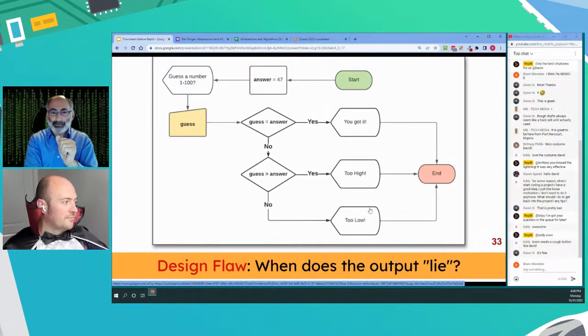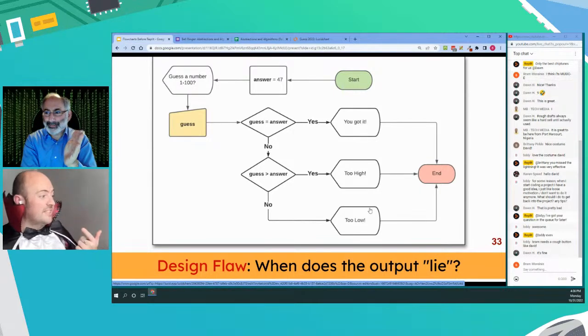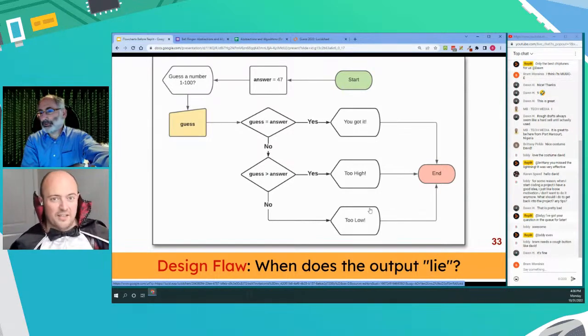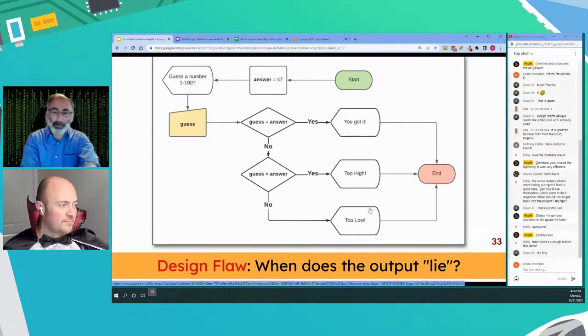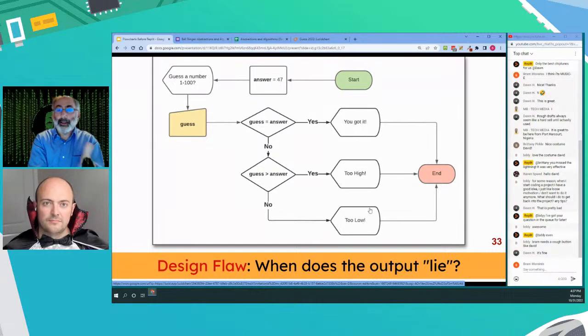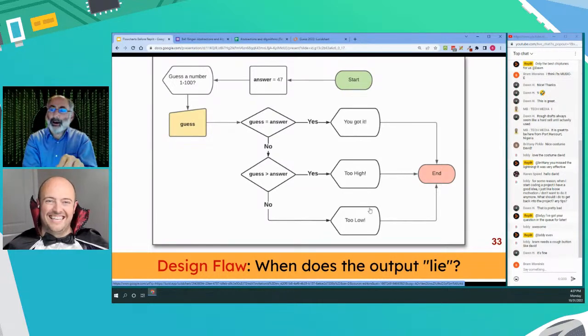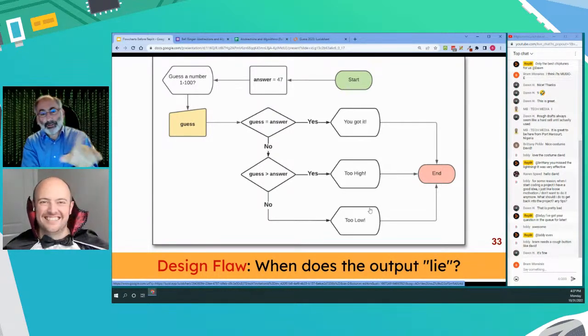It's going to crash, presumably. No, it's going to say too low. Oh, because it's reading the number as it says, is it equal to? You got it. No, it's not. Is it greater than? No, it's not. Well, then I'm going to say too low. So no matter what I do, if it's not too high and it's not equal, it's going to be too low. No matter what I type in, that's a lie, right? That's not a validated answer.